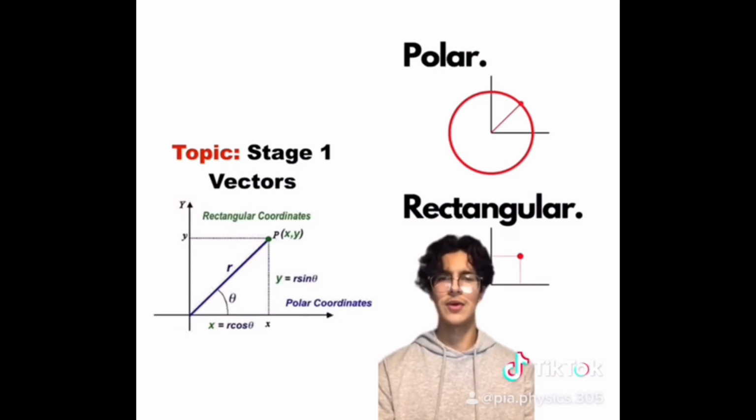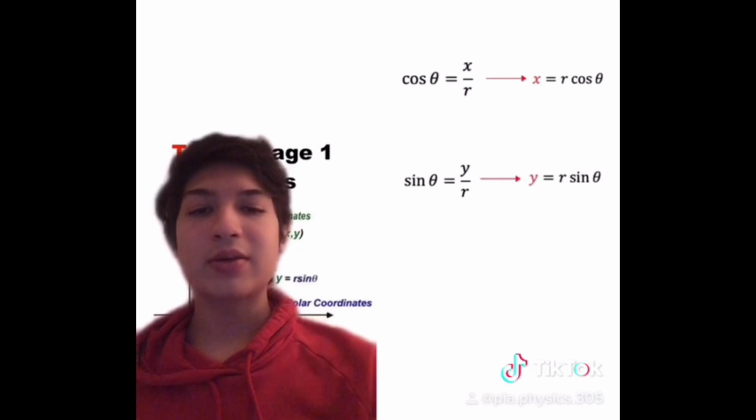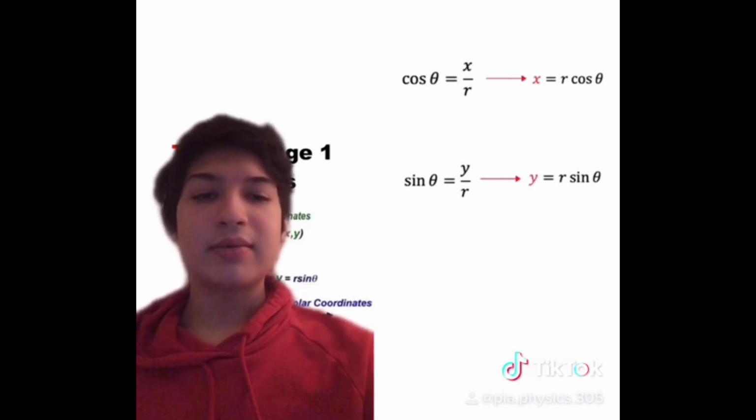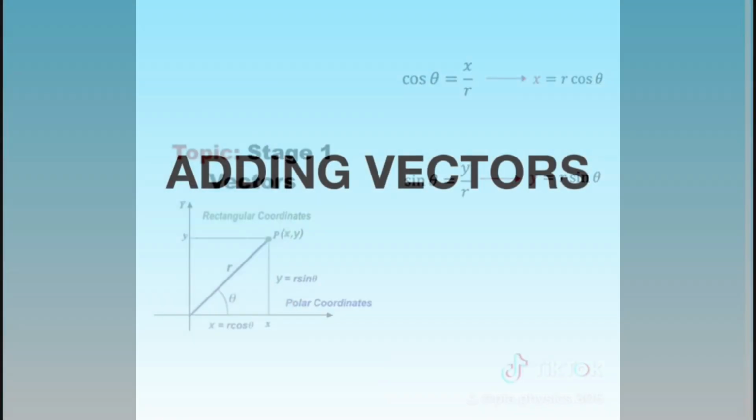To convert from polar to rectangular, here's what you have to do. Taking into account that the cosine of the angle is equal to x over radius, to get the x-coordinate, we multiply the radius times the cosine of the angle. And taking into account that the sine of the angle is equal to y over radius, to get the y-coordinate, we use the formula radius times the sine of the angle.